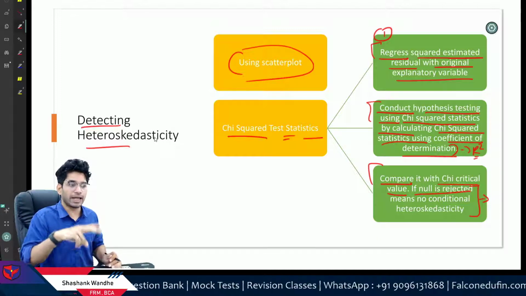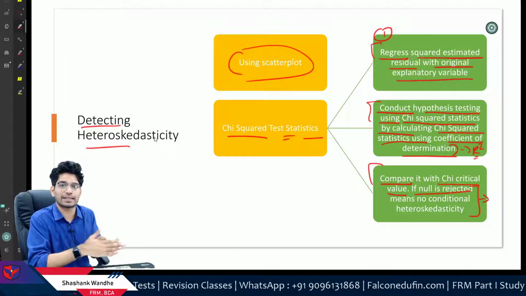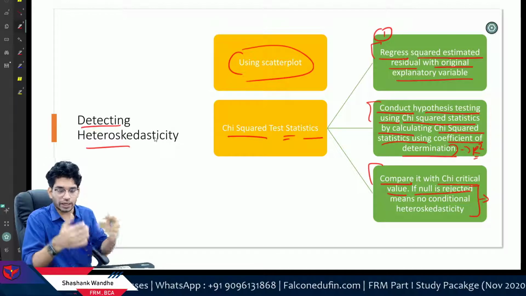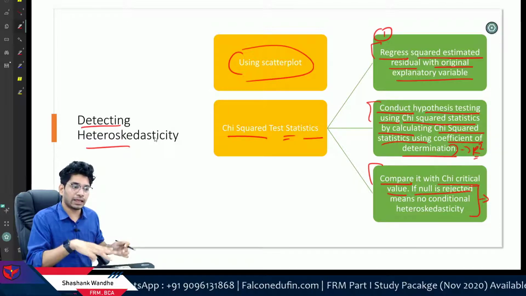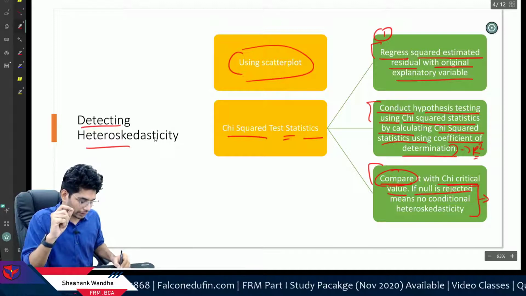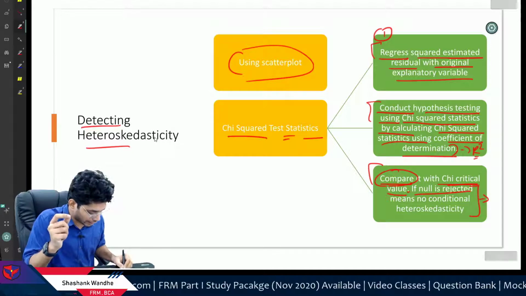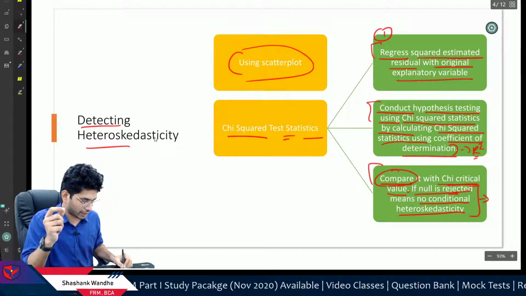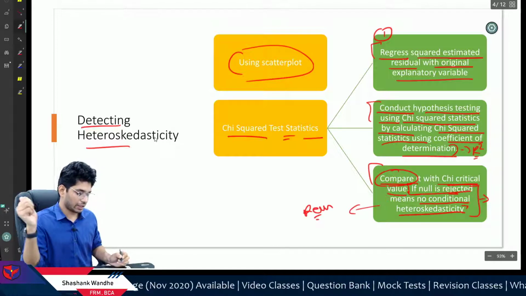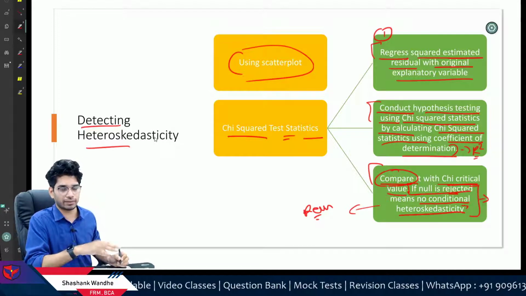Second step is you will conduct the hypothesis testing using the chi-square test, where you will calculate the chi-square test statistic using the coefficient of determination. Then there is a formula for how you are supposed to do it. And the third part is to compare the chi-square critical value with your chi-square statistic, and if the null is rejected, it means conditional heteroskedasticity is present. This is the important point you are supposed to remember. What are the chances you will see a question on this? Very low.